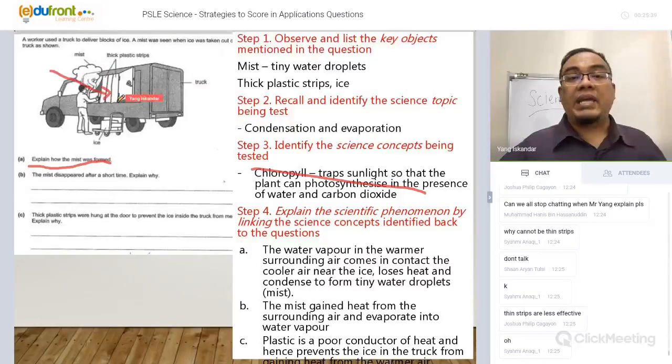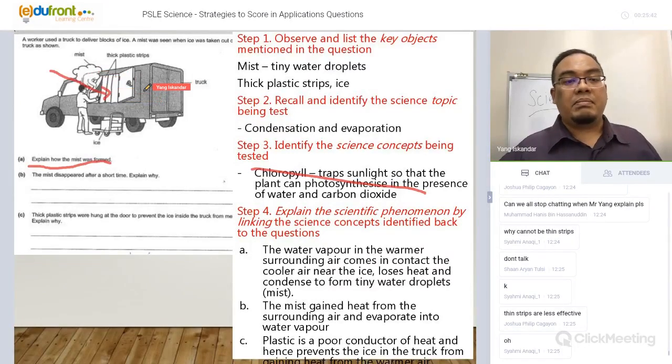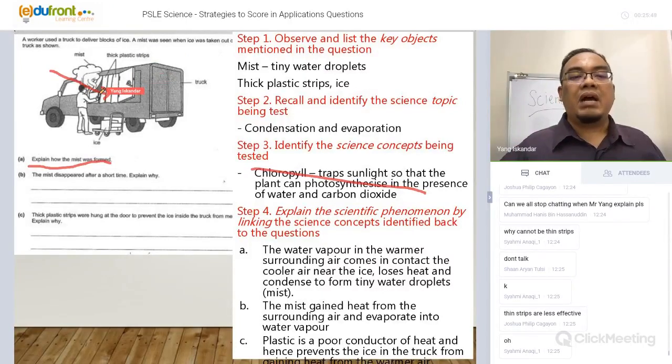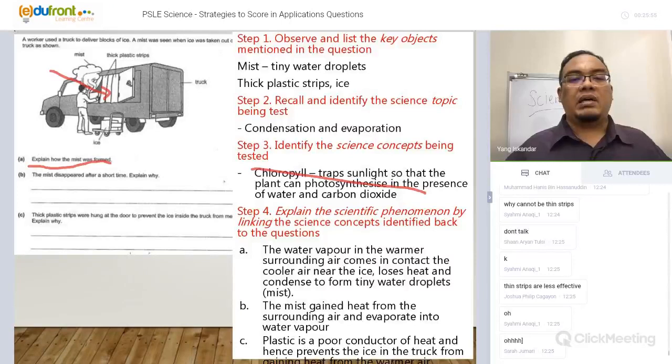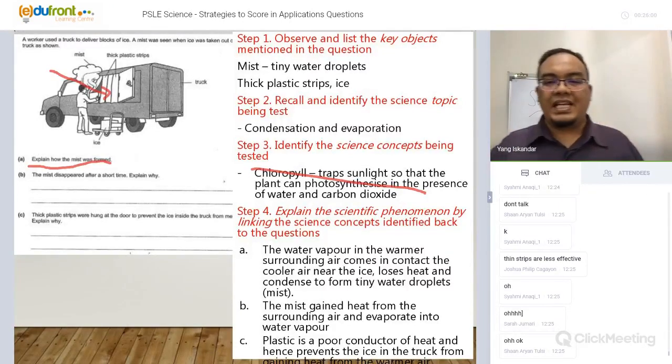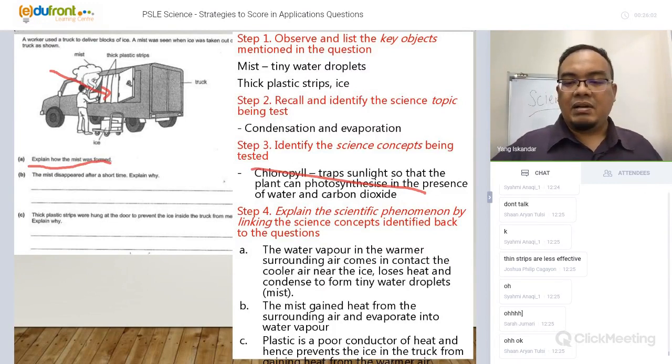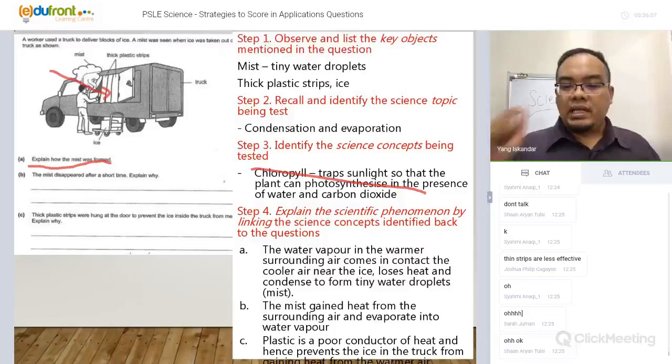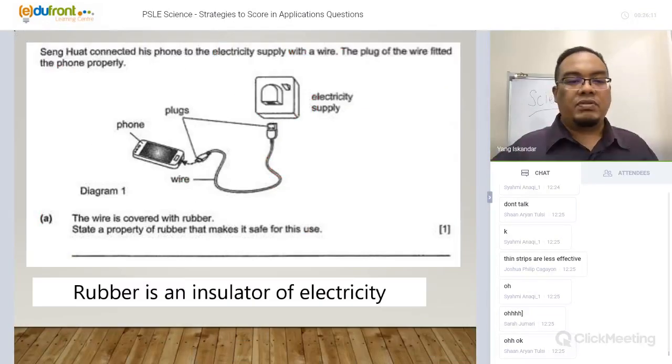So the ice will tend to gain heat if you open this up, right? However, when you have the plastic strip, and since the plastic strip is a poor conductor of heat, it will not allow the heat to be transferred to the ice quickly. So the ice will be able to remain unmelted or frozen for a longer period of time. Okay, so you can see it's not that easy, huh? All right, let's move on. If you have any question, class, please take note and write it down, and later we will discuss it during the Q&A session. Okay, all right, let's move on to the next question.